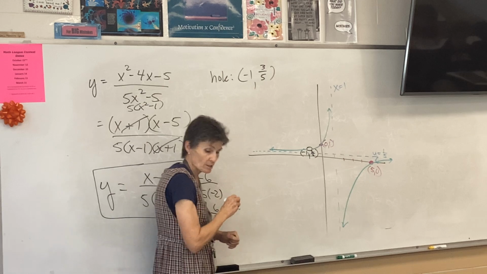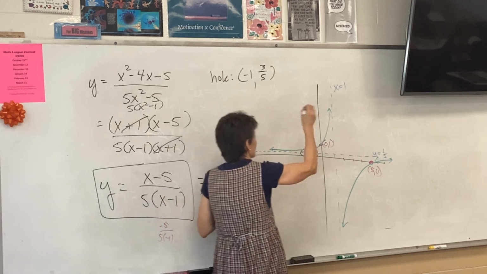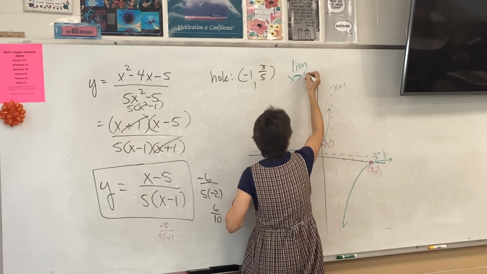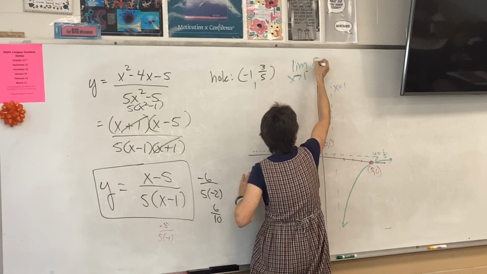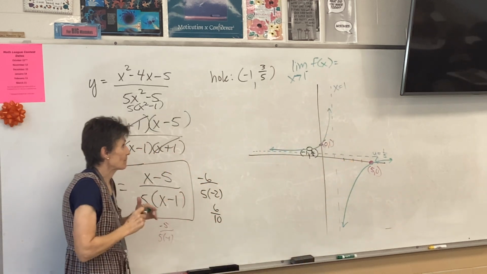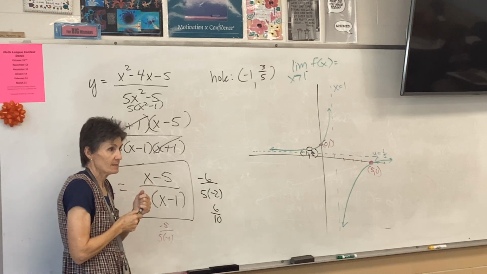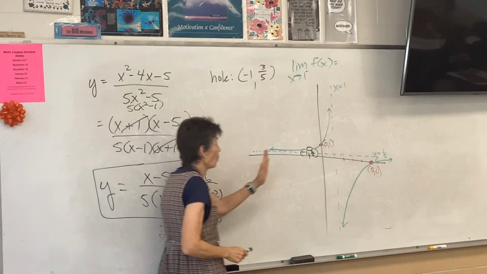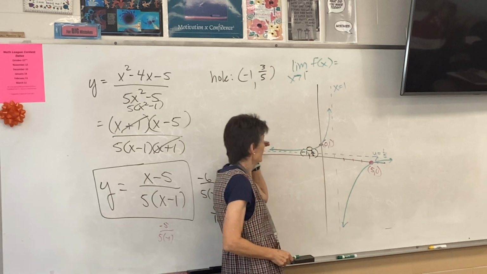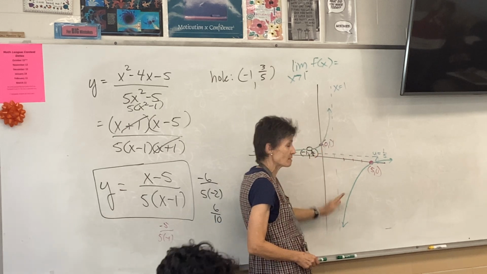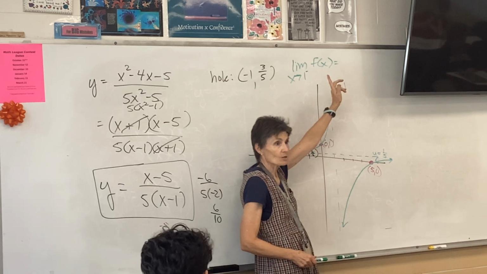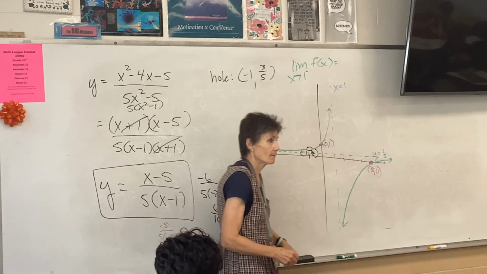All right, quick question before we move on to the next one. Limit, x approaches 1 from the left. Positive infinity. Because 1 is our asymptote. This is the left side. As I come in toward the asymptote from the left, my pencil is shooting up. So positive infinity. Very good.